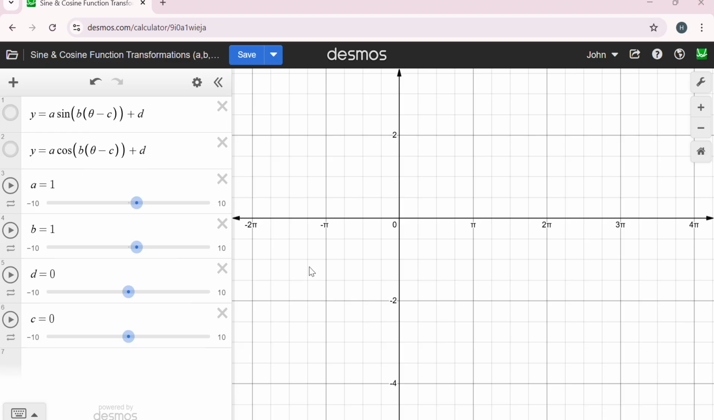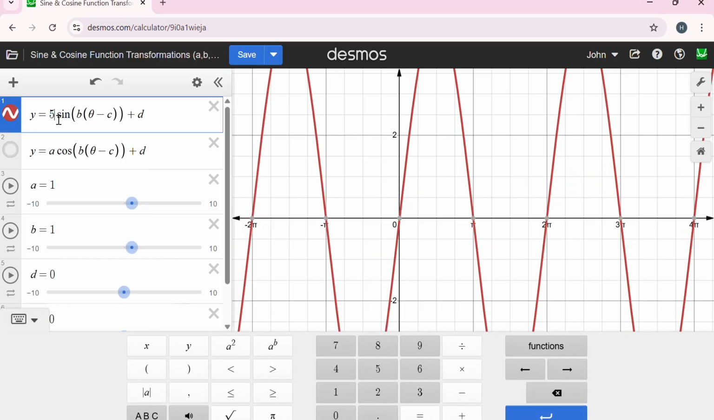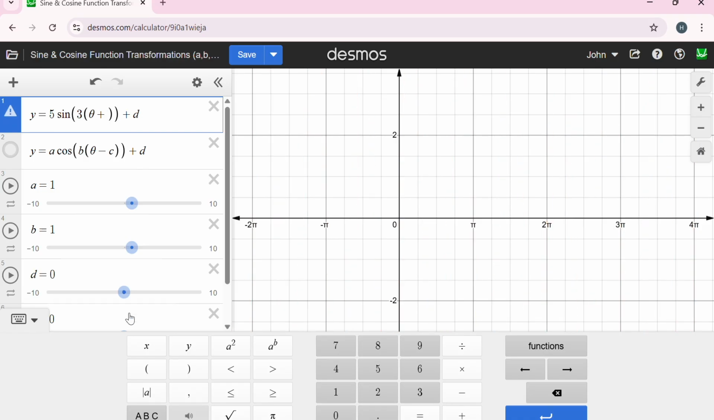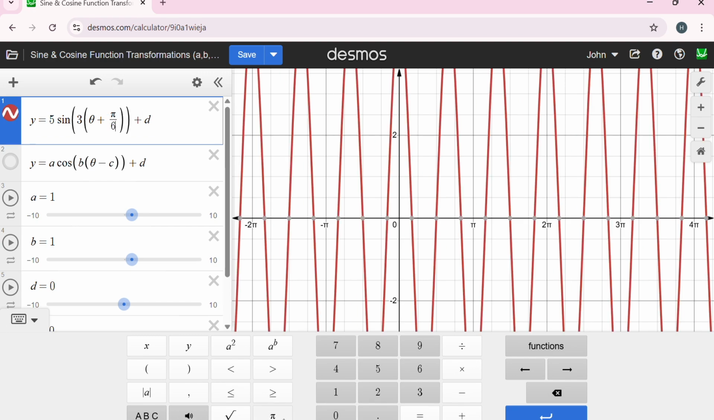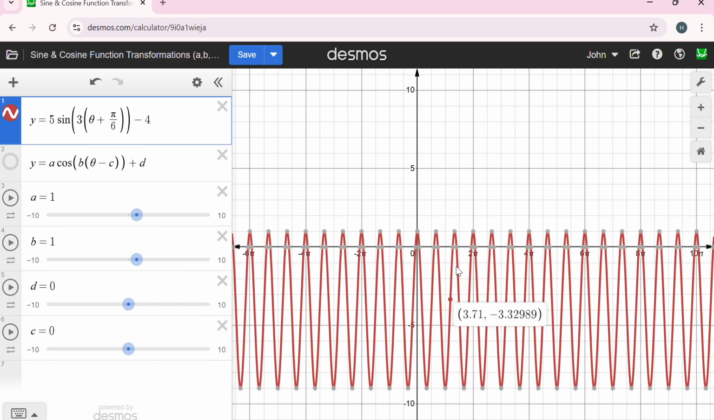On to number 2. So we came up with this graph, so I'm going to type this in here. That is 5 sine of my b value is 3, theta minus pi over 6, so that's theta plus pi over 6, and then my d value was minus 4. So that's my sine function. Let me adjust that.